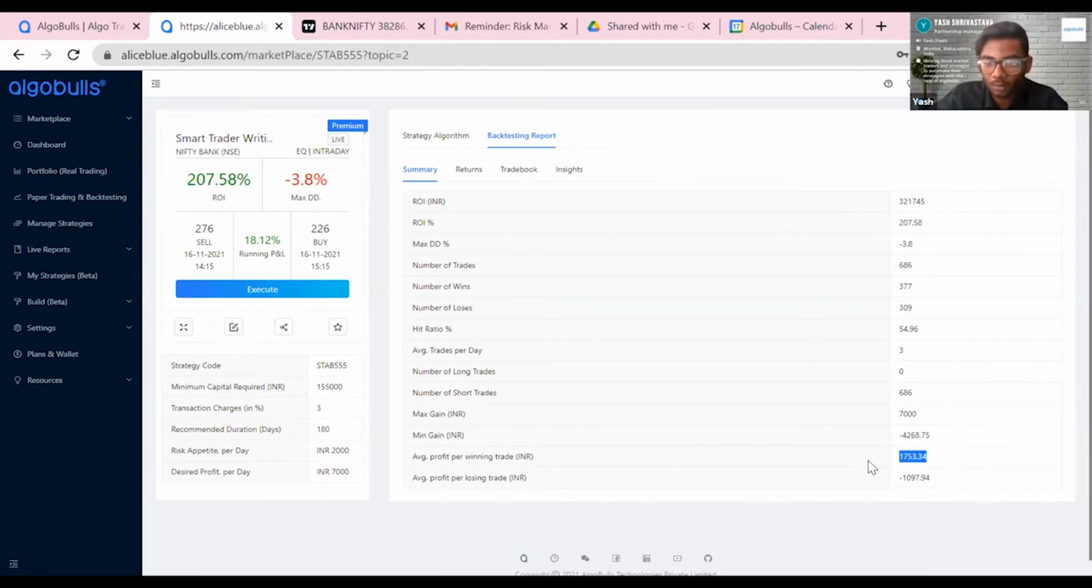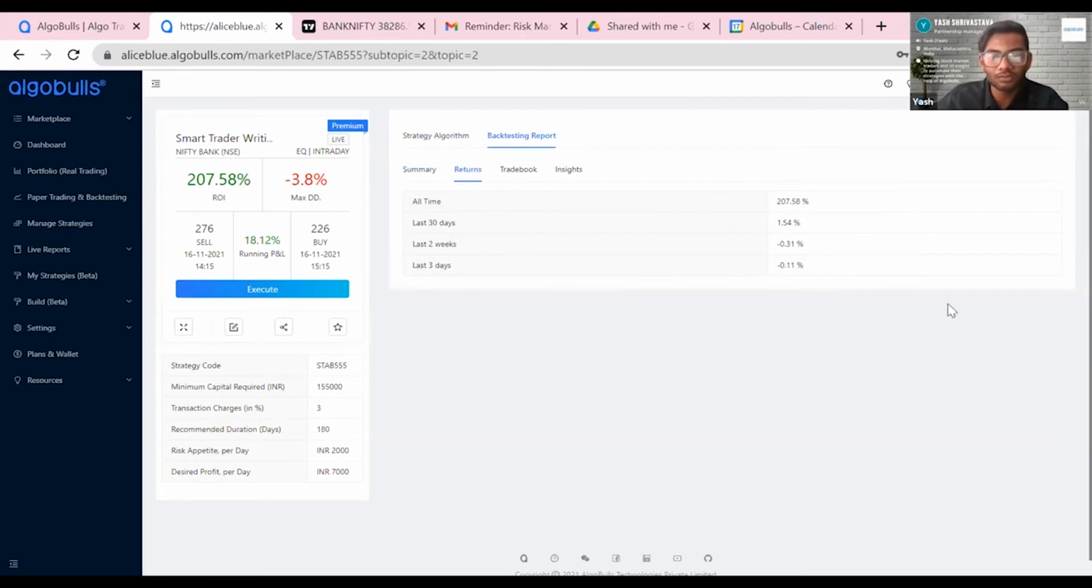Average profit per day is 1,752, and the average loss is around 1,000 rupees, which reflects how the markets are running sideways. From the returns side, you could see the strategy has generated 207% return. In the past 30 days, it has given 1% return, as we consider the current market situation, where it is not a good time for option writing, and the markets have been moving sideways. In the past 2 weeks, it has been negative 0.31 and 0.11 respectively.